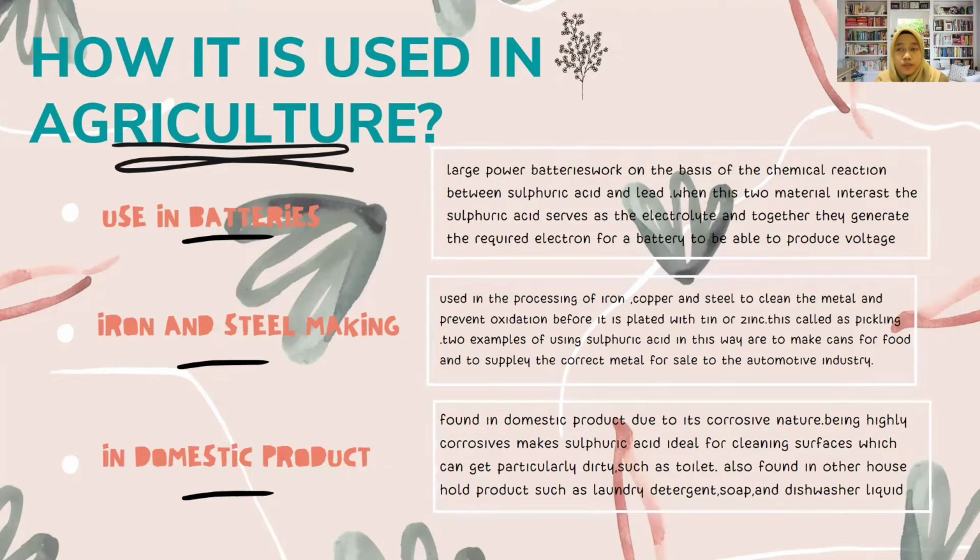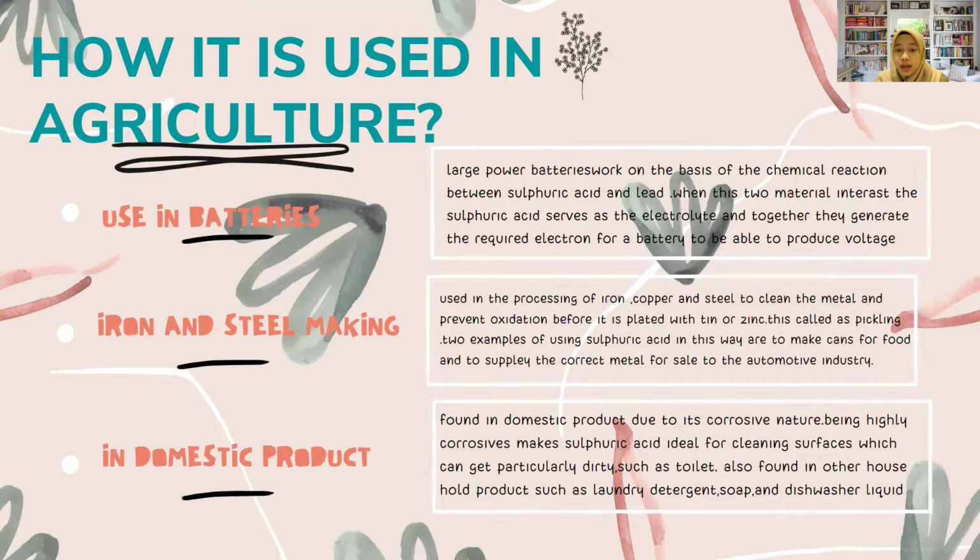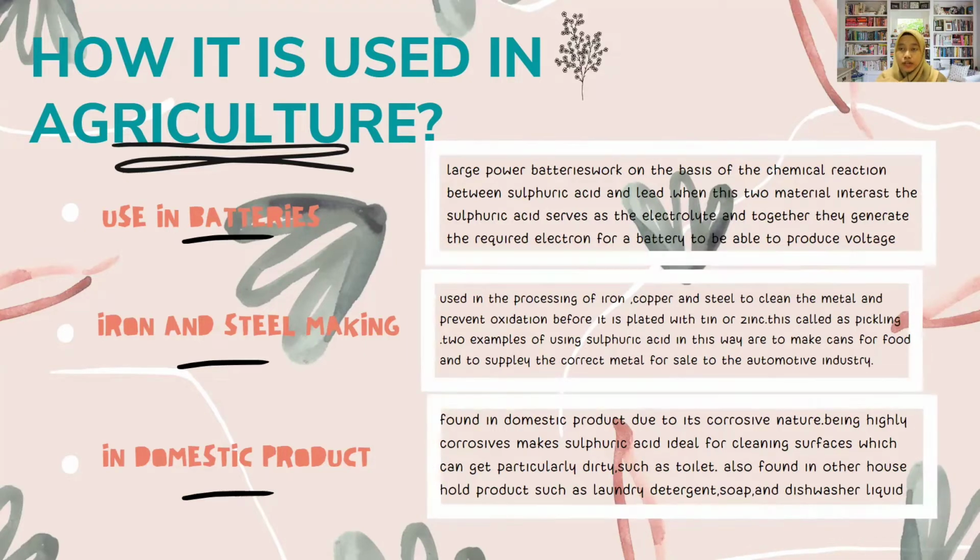And the last one, sulfuric acid was also used in domestic products. Sulfuric acid was found in domestic products due to its corrosive nature. Being highly corrosive makes sulfuric acid ideal for cleaning surfaces which can get particularly dirty, such as toilets. Sulfuric acid was also found in other household products such as laundry detergent, soap, and dishwasher liquid.